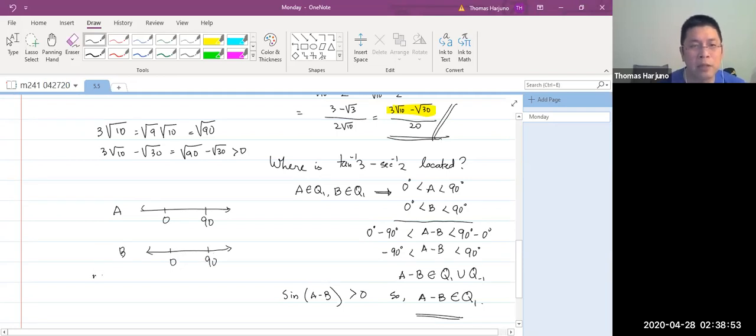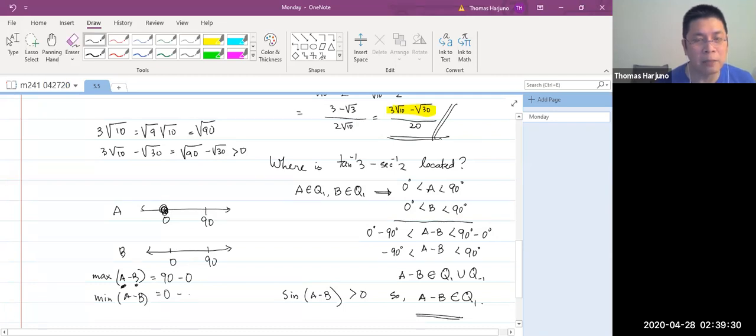Okay, so the maximum of A minus B will happen when you maximize the A and minimize the B. Think about that. The maximum of the difference happens when you get the maximum of A, which is 90, minus the minimum of B, which is 0. Right? That's 90 minus 0. Now, how about the minimum? The minimum of A minus B is when you minimize the A and maximize the B.